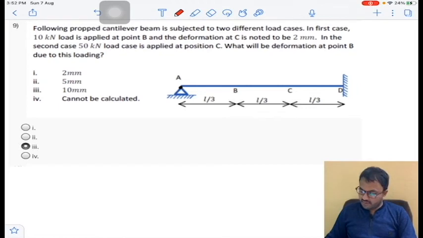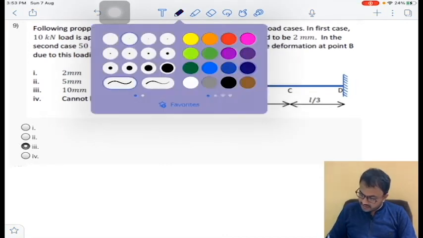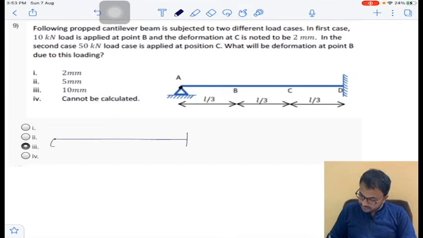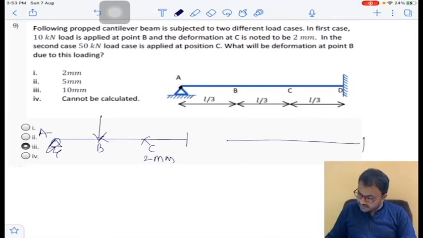The following propped cantilever beam is subjected to 2 different load cases. Coming to the first case, I am taking one more diagram here. In the first case, a 10 kilonewton load. So this is A, this is B, this is C. The 10 kilonewton load is applied at point B, right? And the deformation measured at point C is 2 mm. And in the second case, a 50 kilonewton load is applied at point C, and the deformation measured at B I am taking as delta 1. Okay, this is 50 kilonewton.